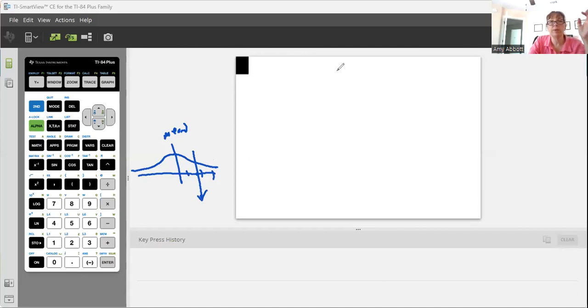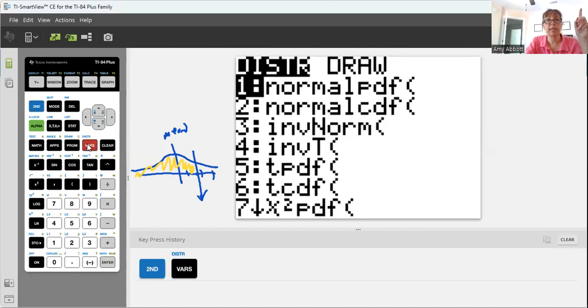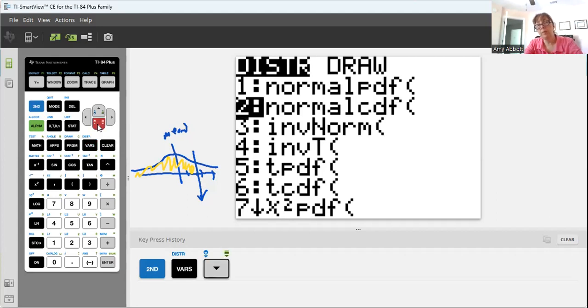If you got an old calculator like this one, the newer calculators will do it to the right or to the left, which is super nice of them. This one just does it to the left. Anyway, next, what we need to do is we're going to hit second, vars. That's on the 3rd row down. See, it's highlighted in red now, 3rd row down. And we're going to go down to choice number 2, normal CDF. Normal CDF finds the area under the curve.